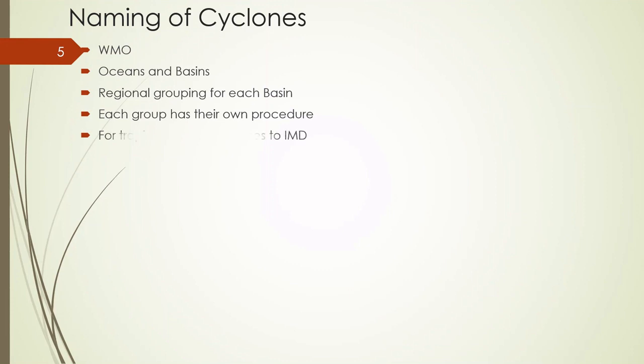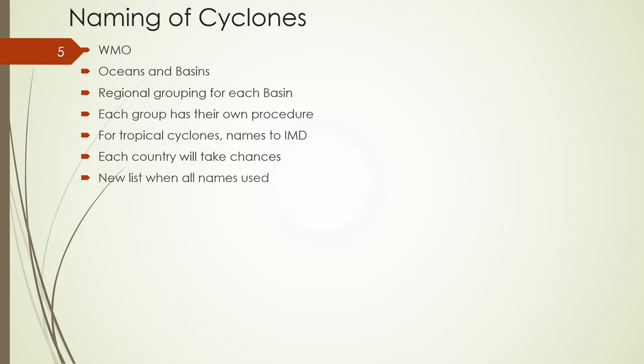When it comes to Indian or tropical cyclones, the countries in that basin are Bangladesh, India, Maldives, Myanmar, Oman, Pakistan, Sri Lanka, and Thailand. They submit the names to the Indian Meteorological Department, the IMD. One after the other, the names are chosen from the list submitted to the IMD. Once all the names are used up, they take up a new list and follow the same procedure.